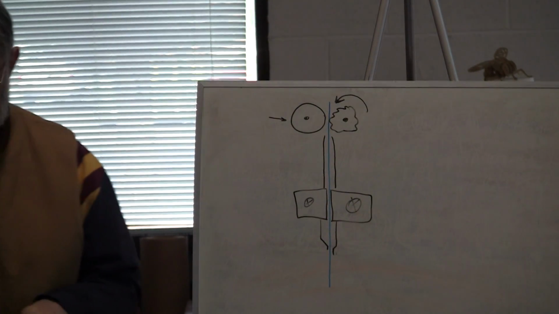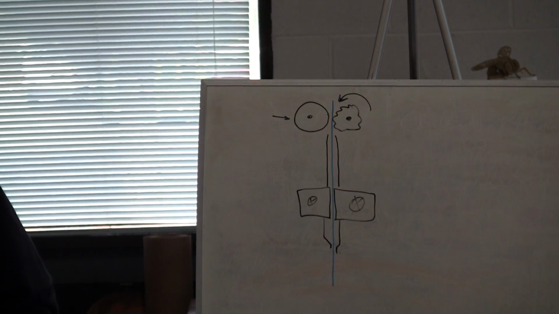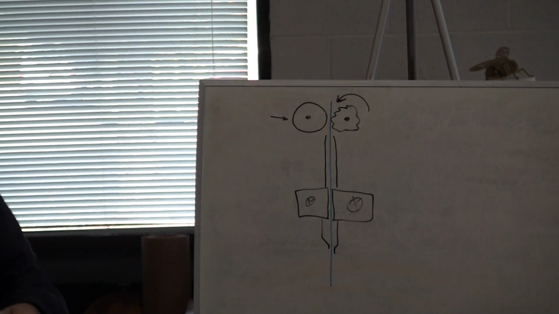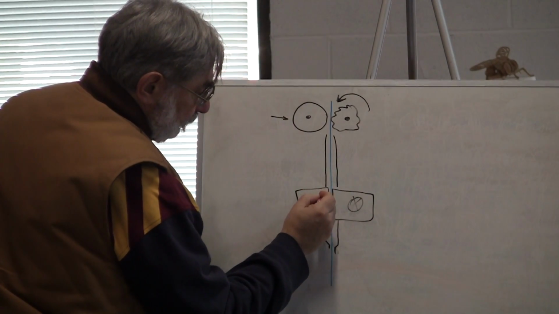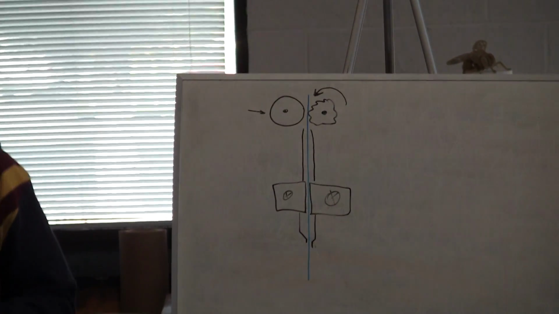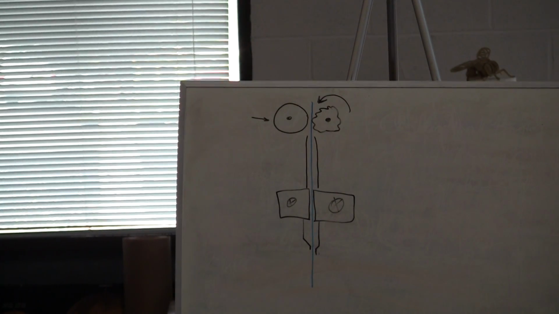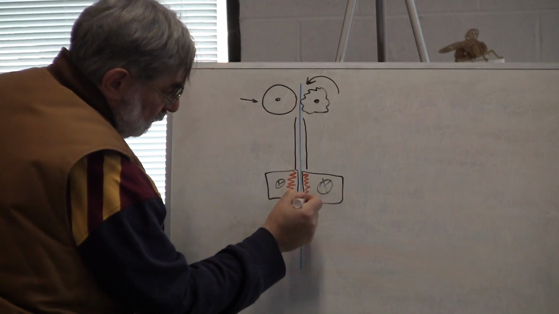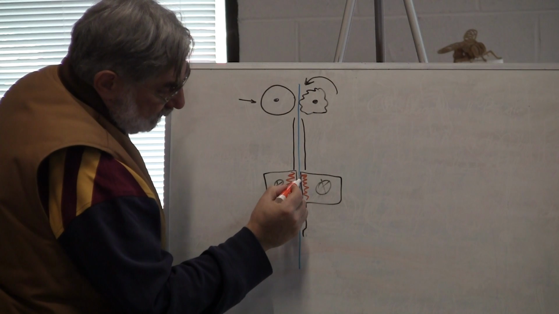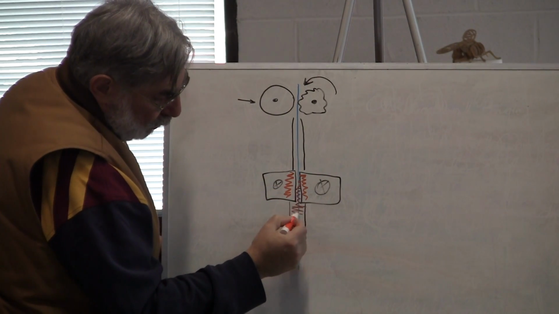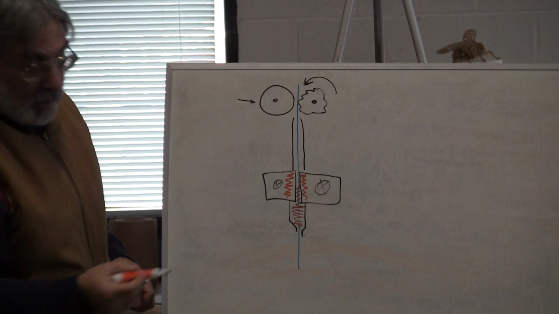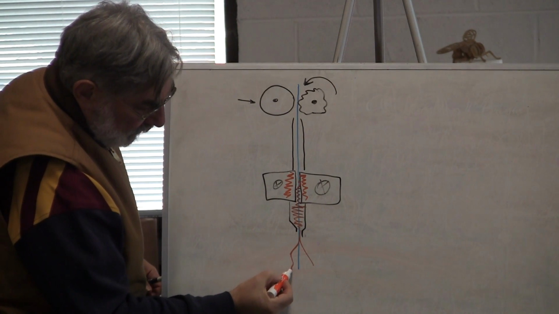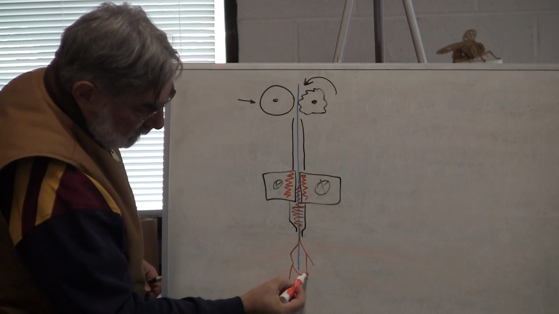Here's what happens. This part's hot. It's hotter than that. This part is hot. And the filament starts melting to the point where this is liquid. And it comes out of the nozzle kind of like that a little bit. All right? And it solidifies.